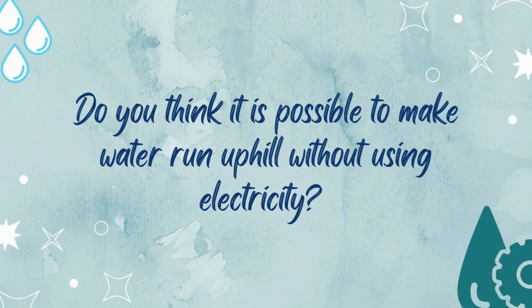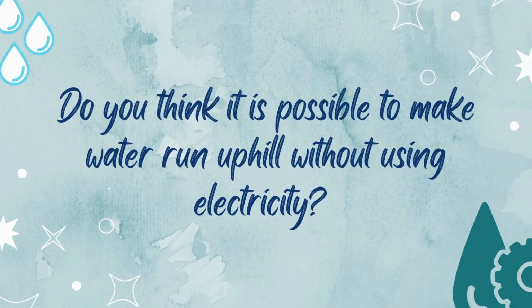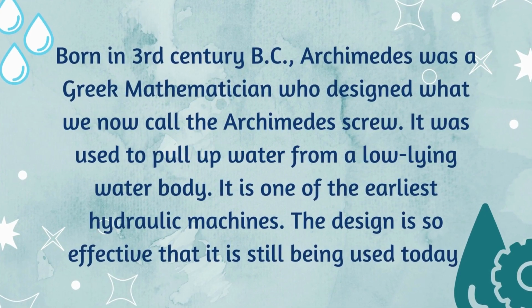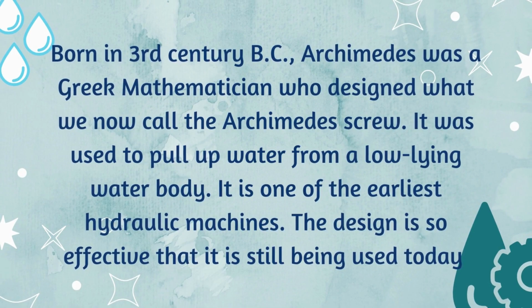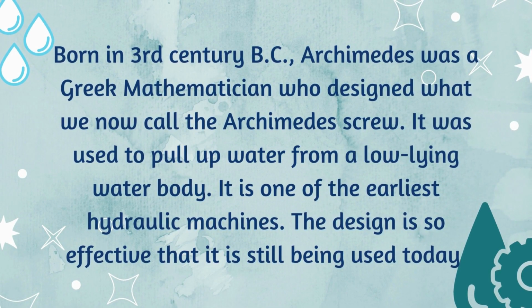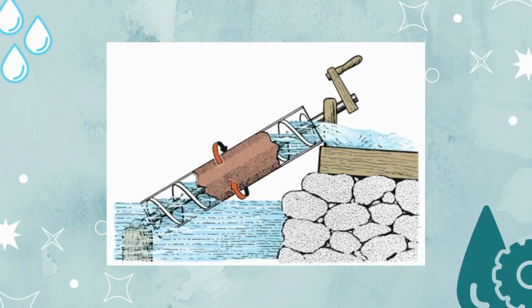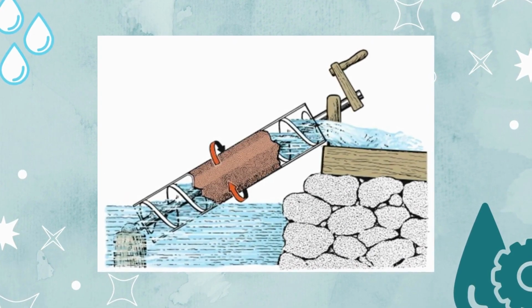Do you think it is possible to make water run uphill without using electricity? Born in the 3rd century BC, Archimedes was a Greek mathematician who designed what we now call the Archimedes screw. It was used to pull up water from a low-lying water body. It is one of the earliest hydraulic machines. The design is so effective that it is still being used today.